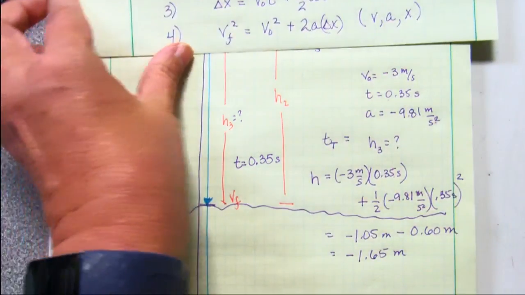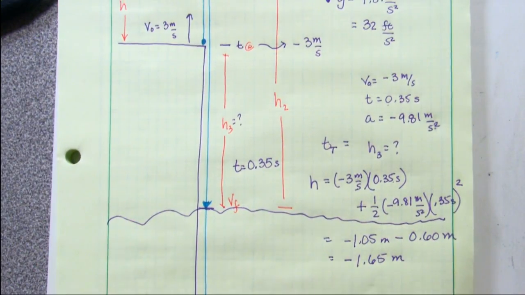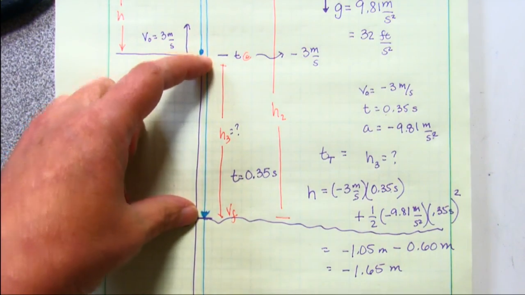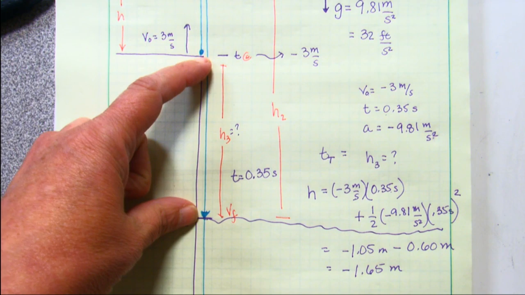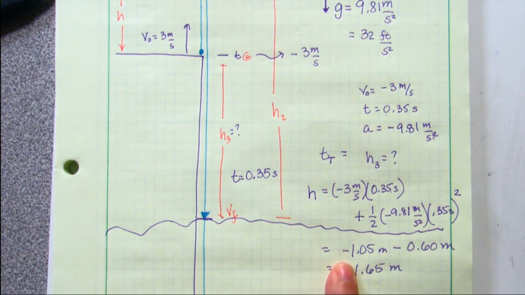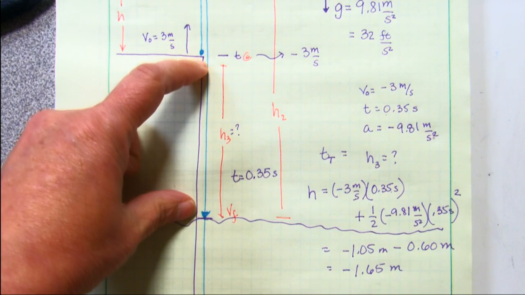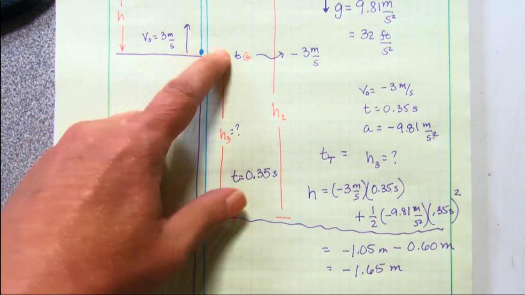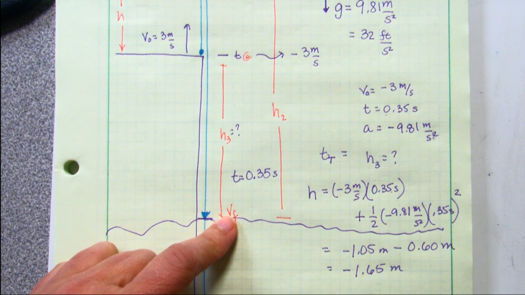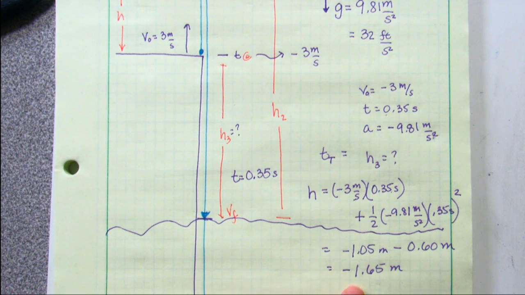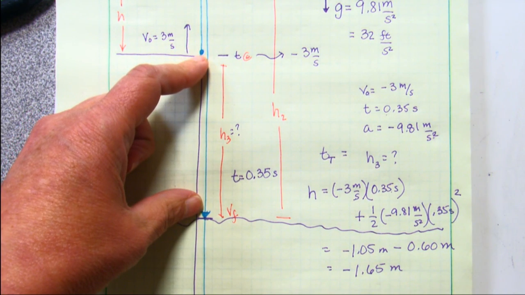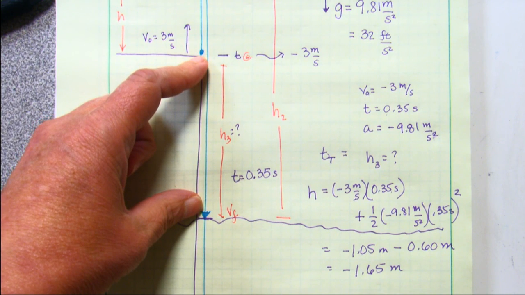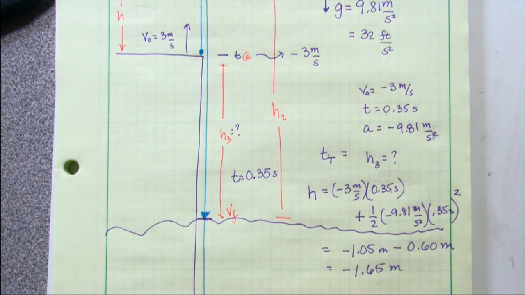Now, this is one of those times that you've got to be really careful in how WebAssign asks the question. Because if I put in the negative 1.65 meters and WebAssign's worded the question just right, it's really wanting the positive 1.65. It's maybe asking what's the height of the building, not how far the ball fell. So how you ask the question is going to tell me whether or not I have to put the negative in there or not. Height of the building is 1.65 meters. The ball fell a negative 1.65 meters.